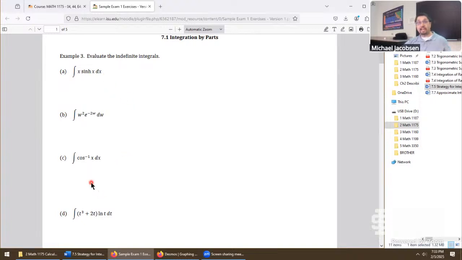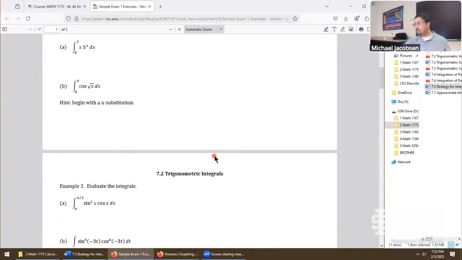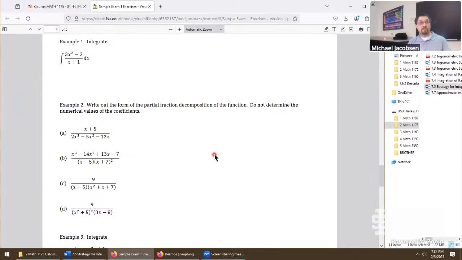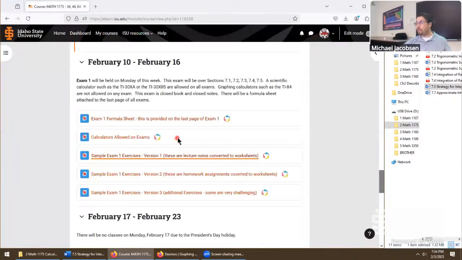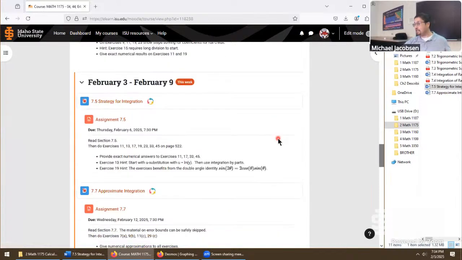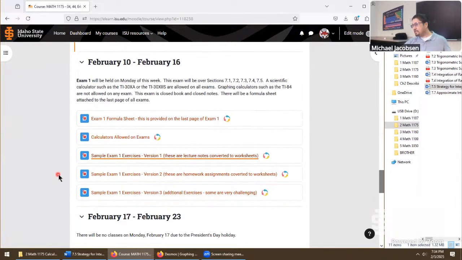If you can look at these again and solve them again, you're on a great track in section 7.1. And it goes on a section by section basis. It's the same exact problems that we solved, so you can find the solutions by going up through the corresponding sections. Then sample exam 1 exercises version 2.